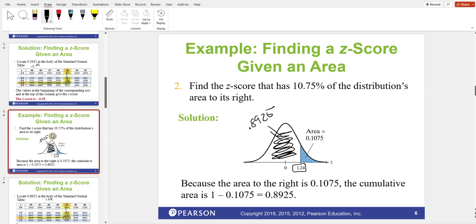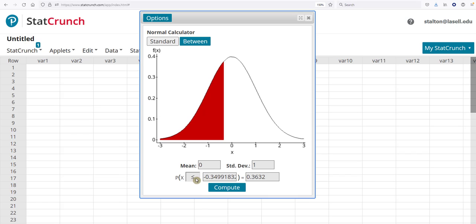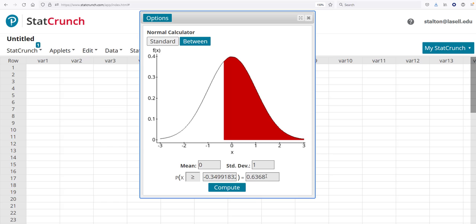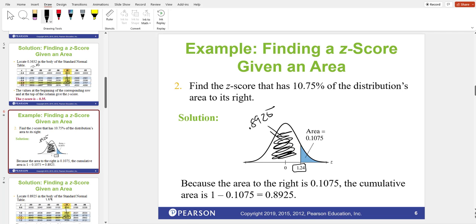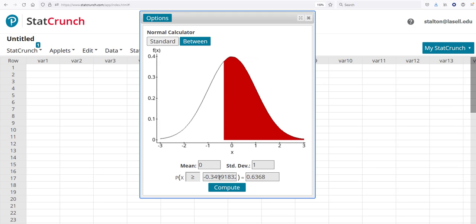If we wanted to do this next problem, we don't even have to figure out the area to the left. We can just go ahead and use technology and just plug in the numbers. I know that the area to the right of the z value is 0.1075. So when I go to StatCrunch, I'm going to change this less than to greater than. And I know that the area is 0.1075. So I'm going to make this box here blank.